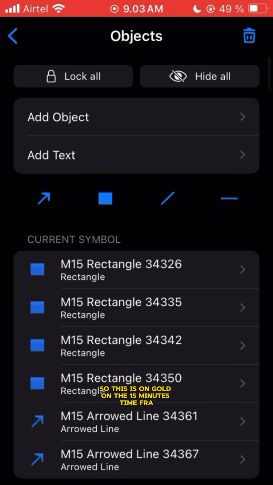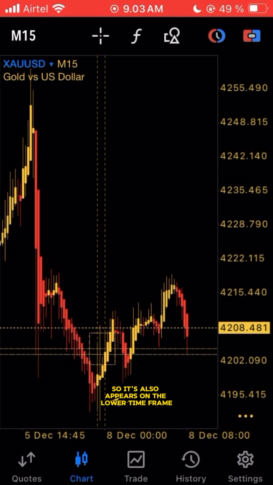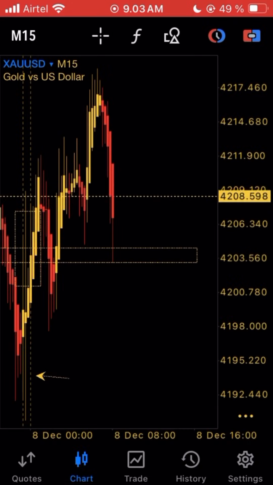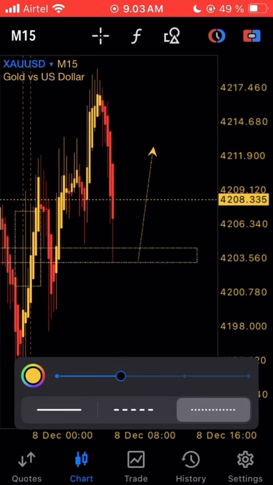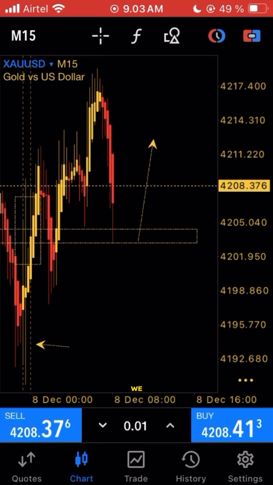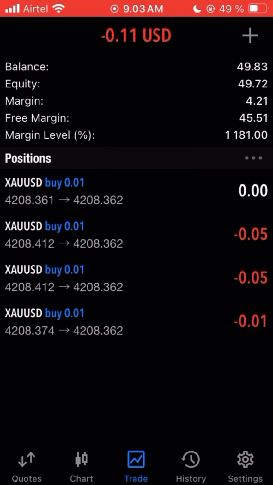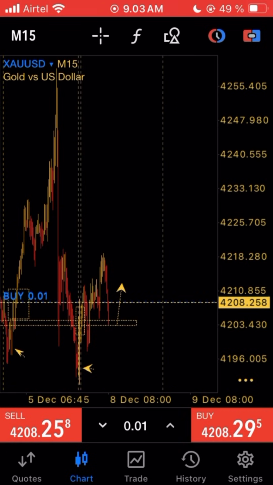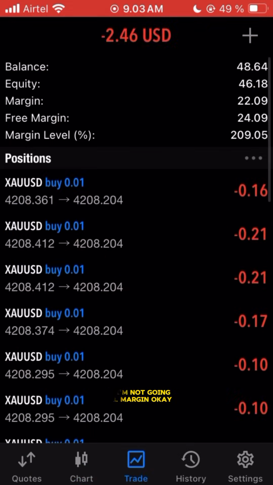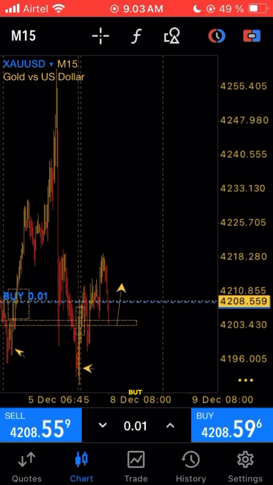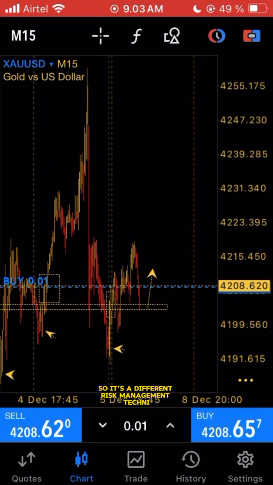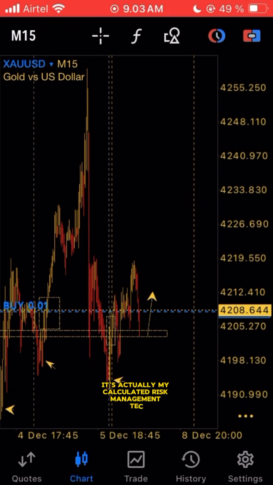Okay, so this is on gold on the 15 minutes time frame, so it also appears on the lower time frame. But remember, trading the lower time frame is just like going in and out very fast. So this time we want to hold a little bit and make as much as we can. So I'll be buying. I've already seen my confirmation, so I'm going to buy, and I'll be risking the entire account but without going full margin. It's a different risk management technique, my calculated risk management technique.